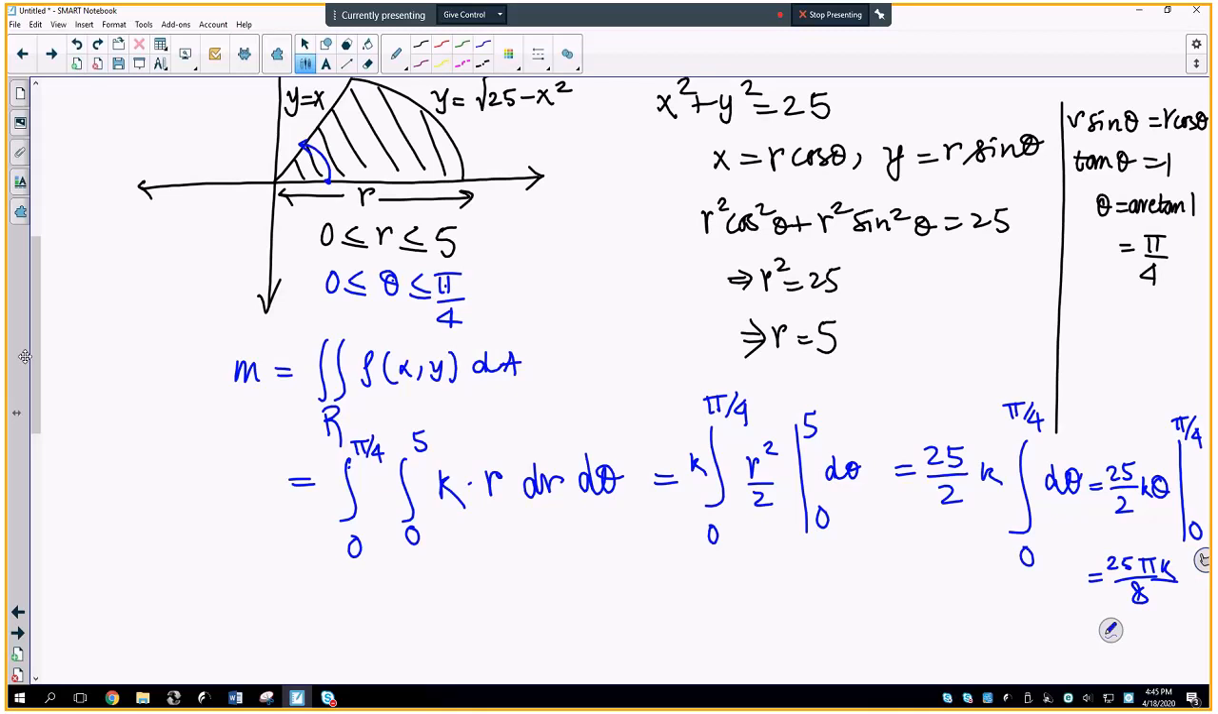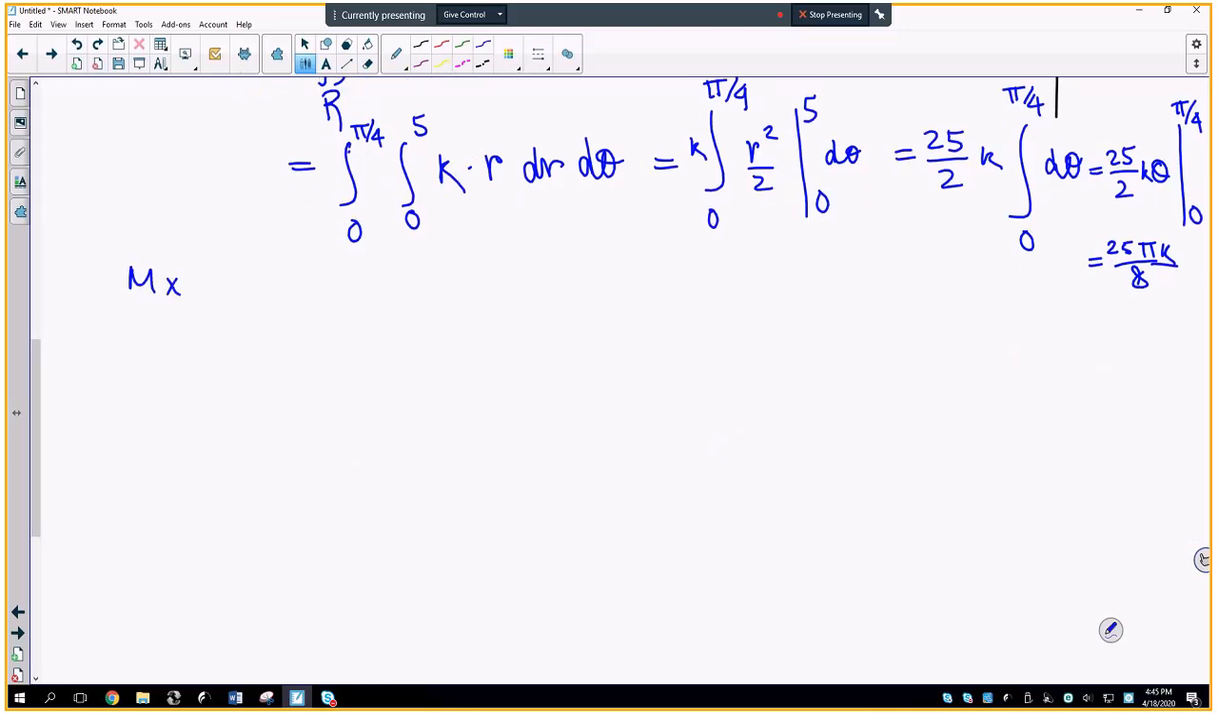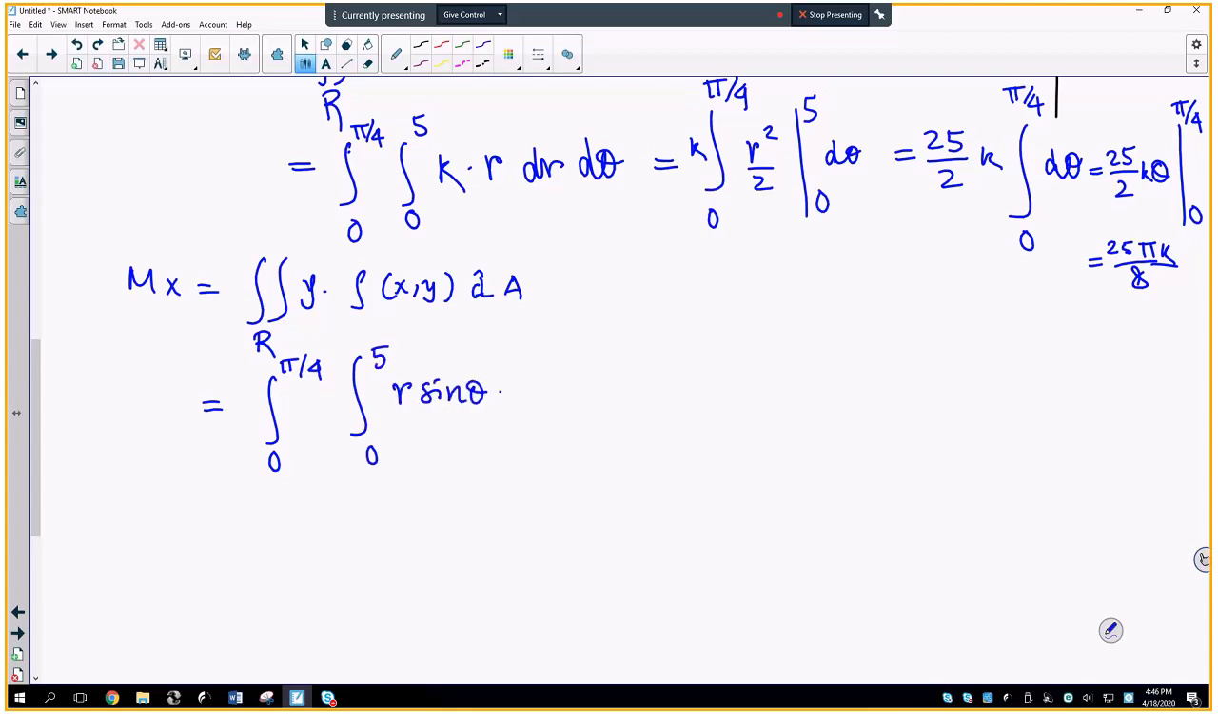So you know the next step: we're going to talk about the center of mass. We're going to find M_x. Let's first write down the formula. It's the integration over the region of y times rho of x, y dA, and as we have recalled, we're going to do this antiderivative with respect to r and theta. So limits of theta are 0 to pi over 4, limits of r are 0 to 5, y is r sine theta, rho is k. For the substitution in terms of r and theta, I need an r times dr times d theta.